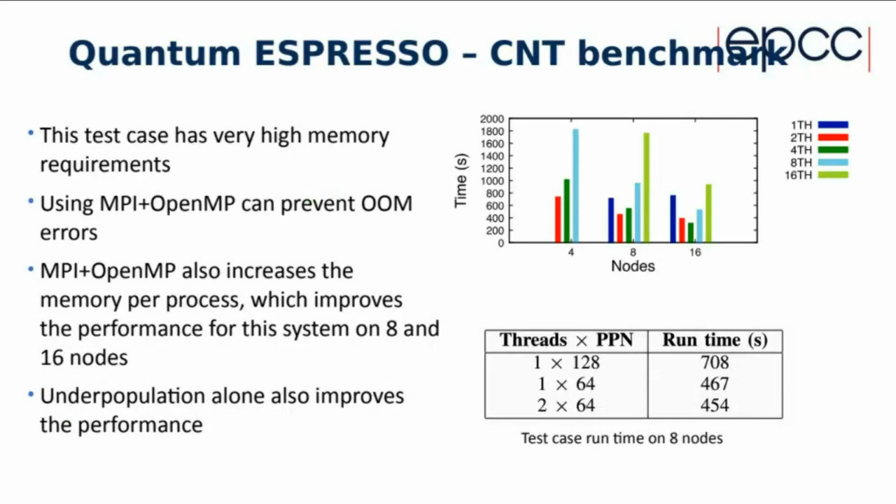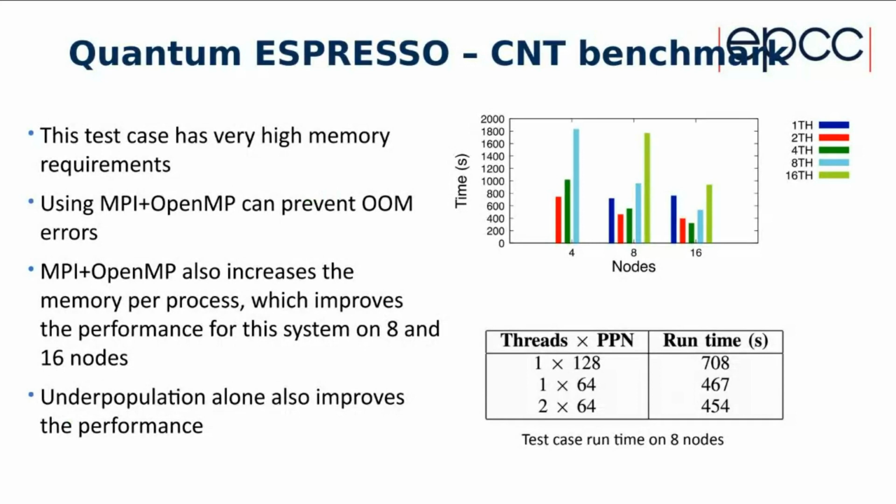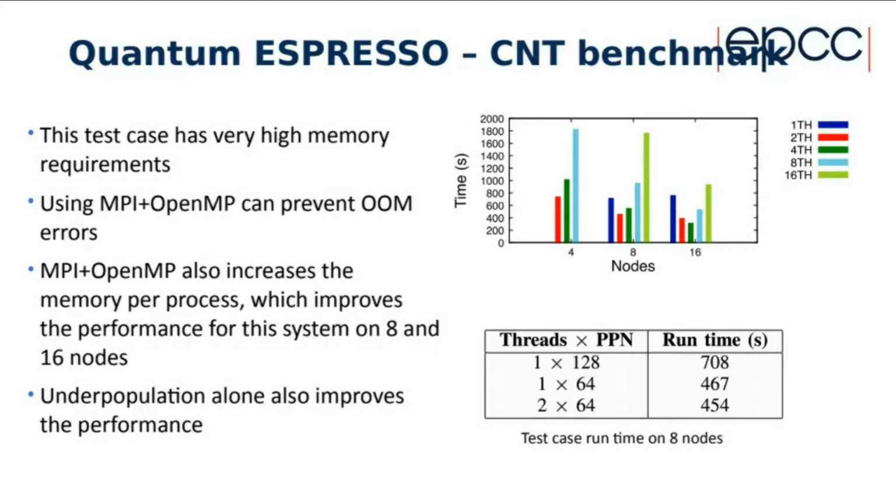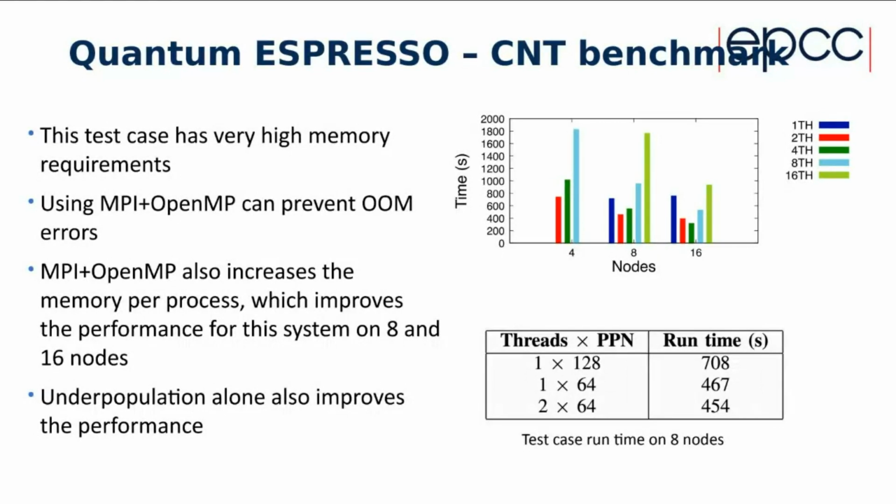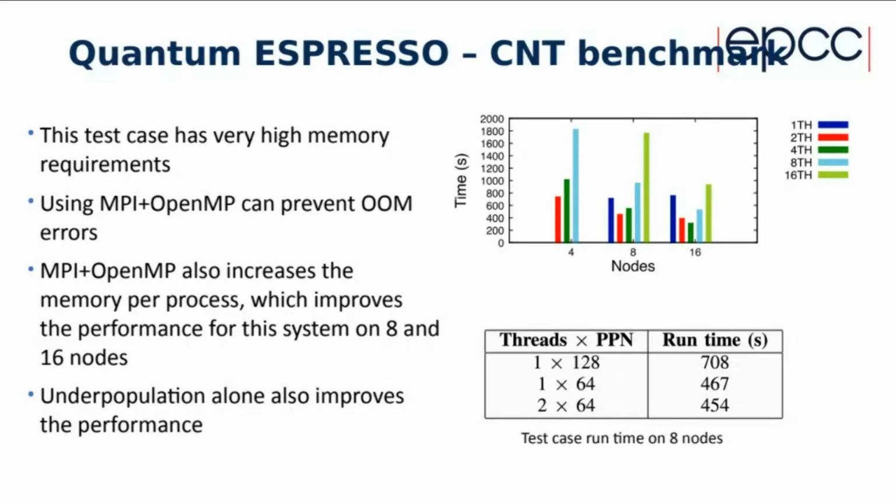For the larger Quantum Espresso benchmark, this one has much higher memory requirements than the last one. It runs out of memory on 1 and 2 nodes, and then on 4 nodes, it runs on 2 threads, but not on 1 thread, again due to the lack of memory. So using MPI plus OpenMP can help with the memory requirements here and prevent the out-of-memory errors. You'll see that it increases the memory per process, and this then improves the performance on 8 and 16 nodes.